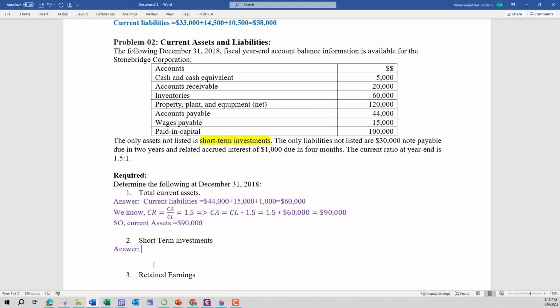Now come to the question number 2. So in this part we will calculate the short-term investments. So we know that current assets.